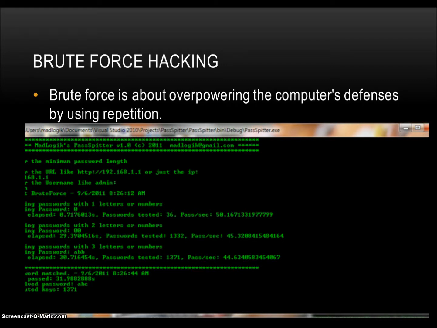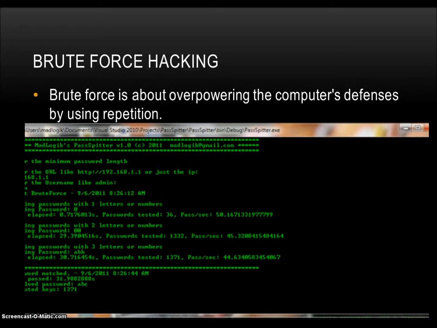Brute force hacking. Brute force is about overpowering the computer's defenses by using repetition. In the case of password hacking, dictionary attacks involve dictionary software that recombines English dictionary words with thousands of varying combinations. Yes, much like a Hollywood safecracker movie scene, but much slower and much less glamorous. Brute force dictionaries always start with simple letters, like A, and then eventually move to full words like dog, doggy, spelled different ways. These brute force dictionaries can make up to 50 attempts per minute.